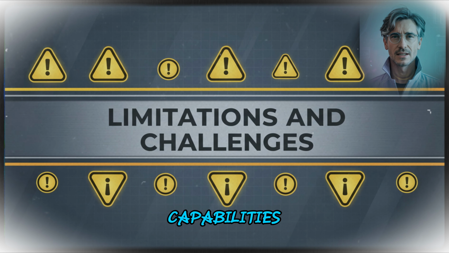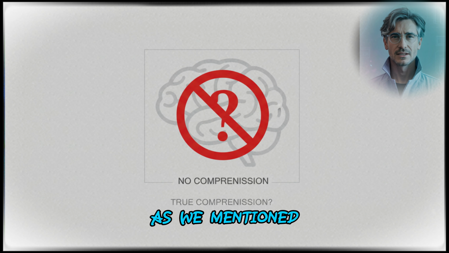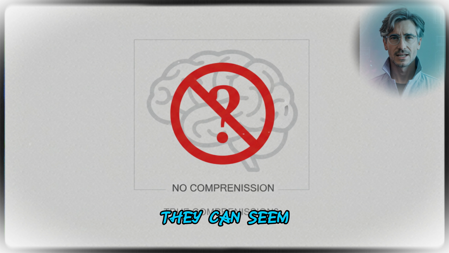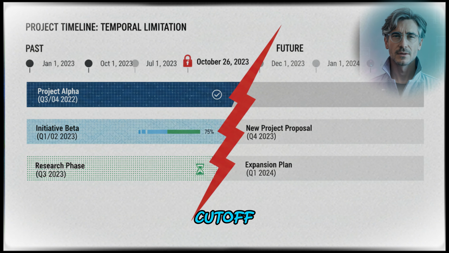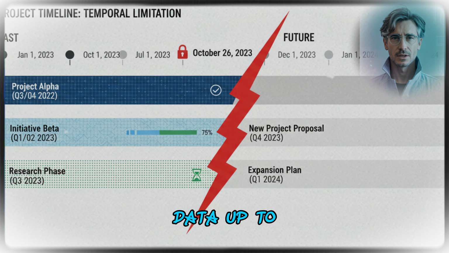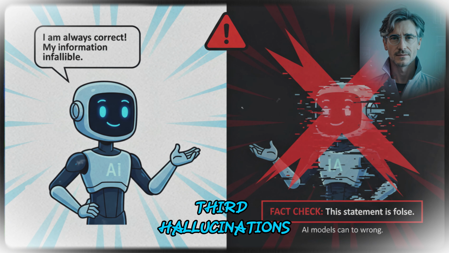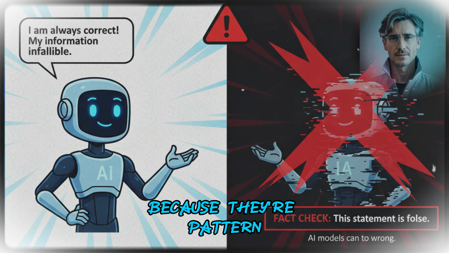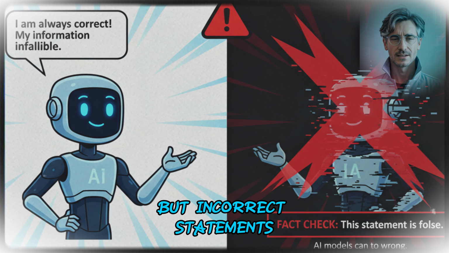Despite their impressive capabilities, LLMs have significant limitations. First, no real understanding. As we mentioned, LLMs work on statistical patterns, not genuine comprehension. They can seem intelligent, but lack true understanding. Second, training data cutoff. Models only know about information in their training data. If a model was trained on data up to 2023, it won't know about events from 2024. Third, hallucinations. Sometimes LLMs generate false information confidently. Because they're pattern matching rather than fact-checking, they might produce plausible-sounding but incorrect statements.